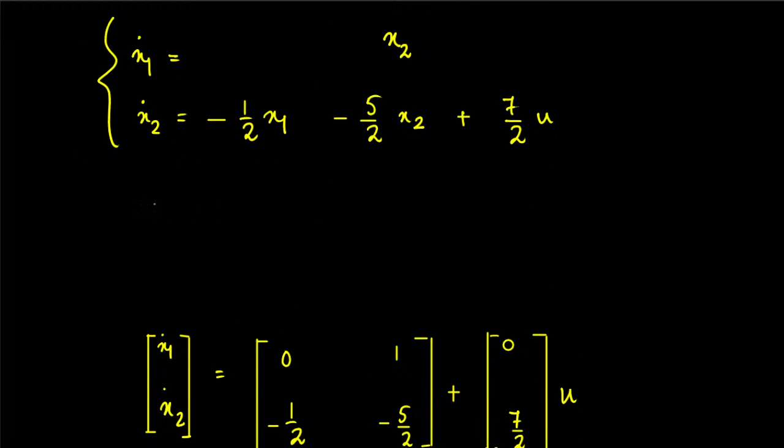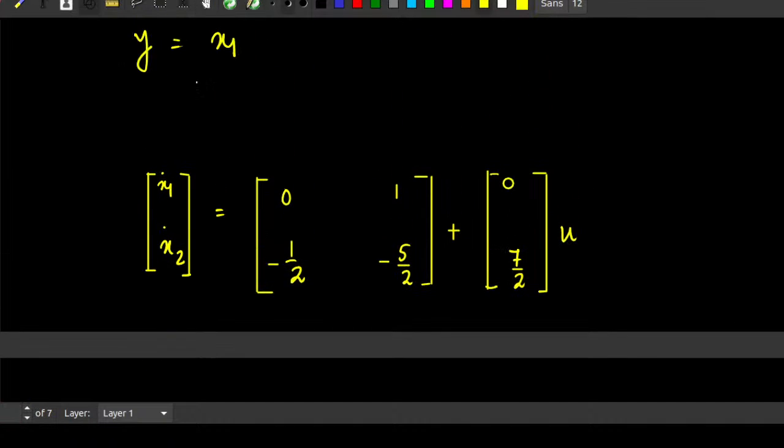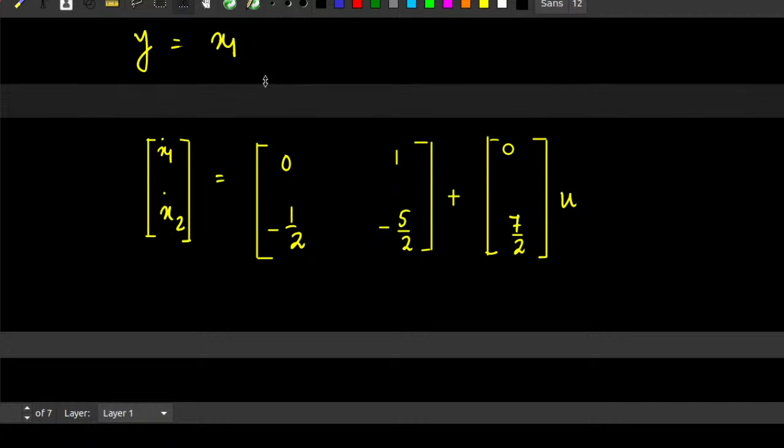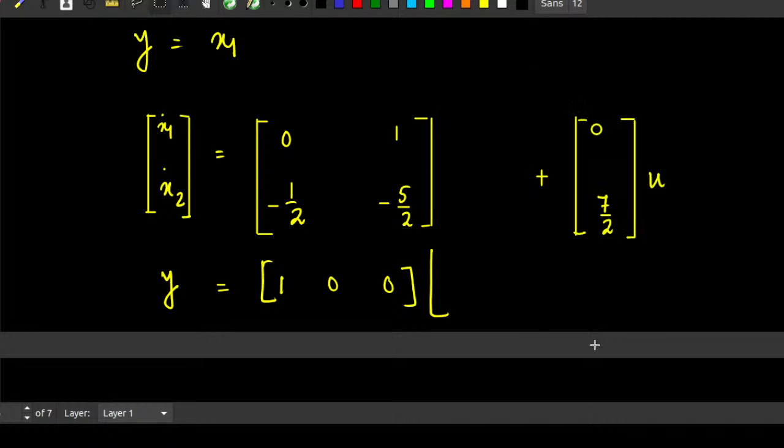And what is the output equation? The output equation is very simple. That's going to be y, which is equal to x1. So the output equation is simply y equal to x1. Let me just bring this here. That's simply y is equal to 1, 0, and obviously here I had to have the state vector x1, x2. Similarly, I have x1, x2.